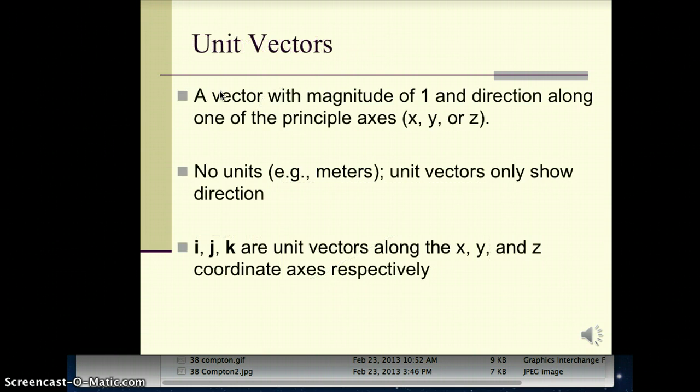Unit vectors are vectors that have magnitude 1, and their direction is along one of the principal axes, that is, x or y or z. Unit vectors don't have any units. Unit vectors are only there to show us direction. i, j, and k are the unit vectors usually associated with the x, y, and z coordinate axes. When I'm speaking about these, I will often use the word hat, for example, i hat or j hat. And that little word hat will indicate that what we're talking about is a unit vector.